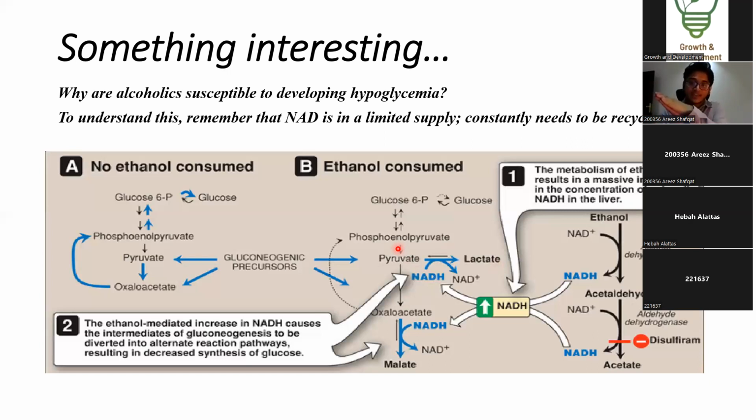So if an alcoholic presents to you with hypoglycemia, which is common in the West, you should always give the guy thiamine first, and you'll learn about this later on. You should always give the guy thiamine. Okay? So just for your information. So I hope this makes sense.